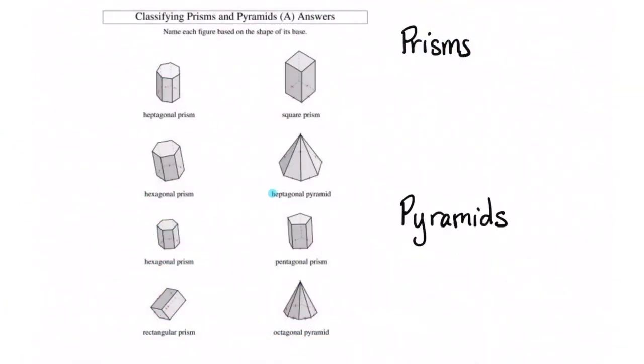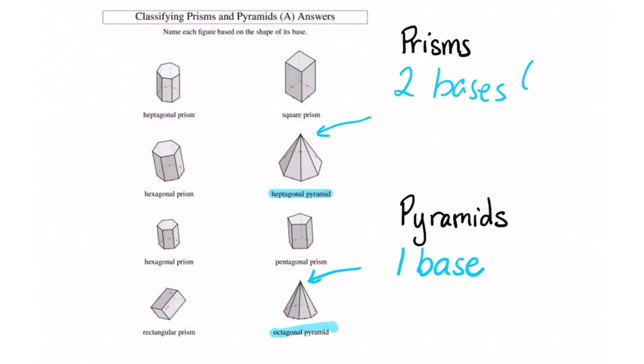Let's talk about the differences between pyramids and prisms. The first thing to notice is that pyramids have that point at the top. And that's because pyramids have only one base, where prisms have 2 bases. Think of it as the top and bottom.